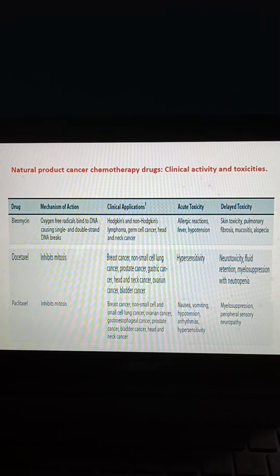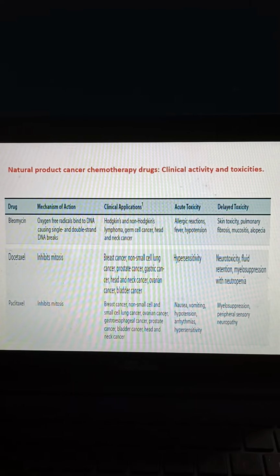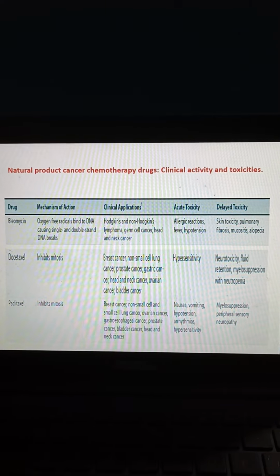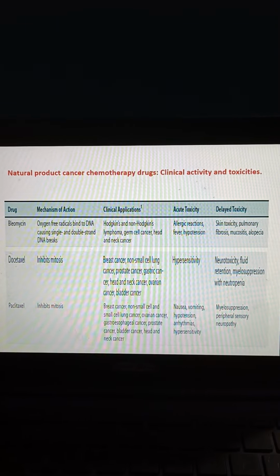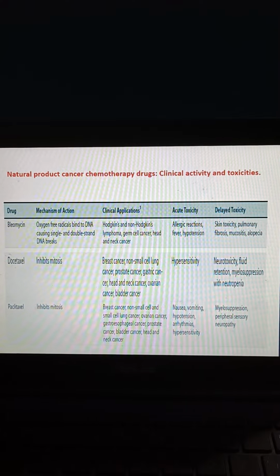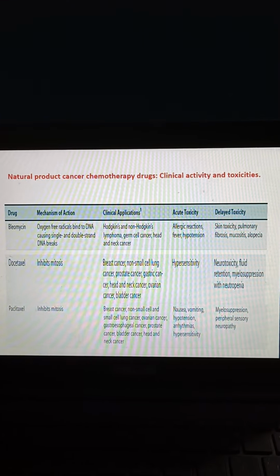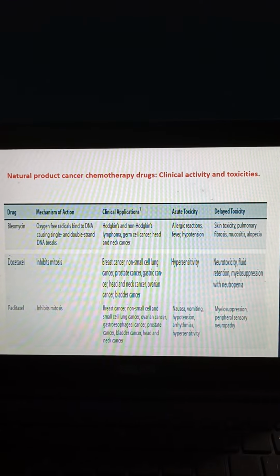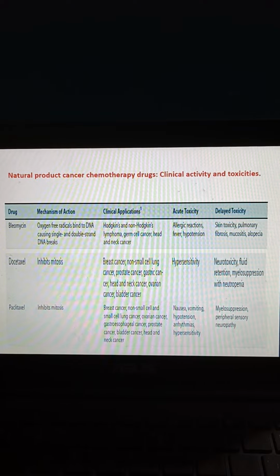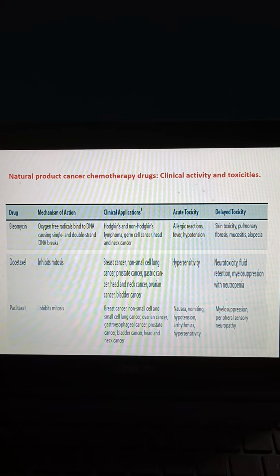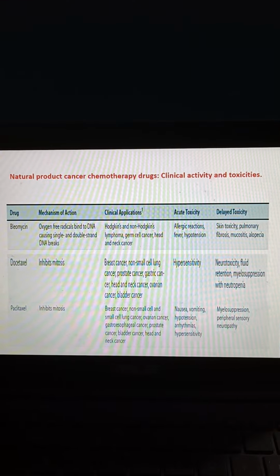Then coming to natural product cancer chemotherapy drugs, clinical activity and toxicities. Bleomycin: mechanism, oxygen free radicals bind to DNA, causing single and double strand DNA breaks. And clinical application, it can be used in case of Hodgkin's and non-Hodgkin's lymphoma, germ cell cancer, head and neck cancer. Acute toxicity of bleomycin: allergic reactions, fever, hypotension. Delayed toxicity of bleomycin: skin toxicity, pulmonary fibrosis, mucositis, and alopecia.